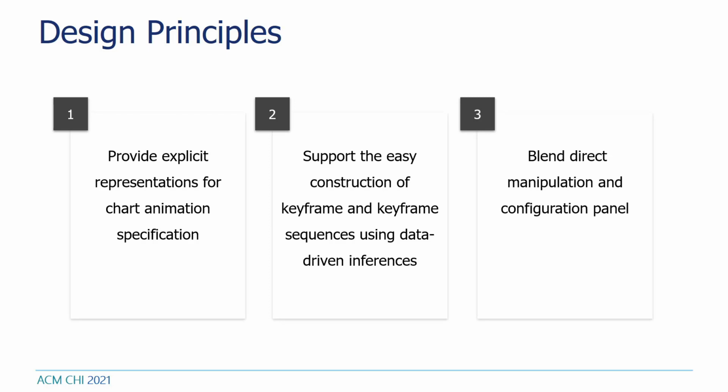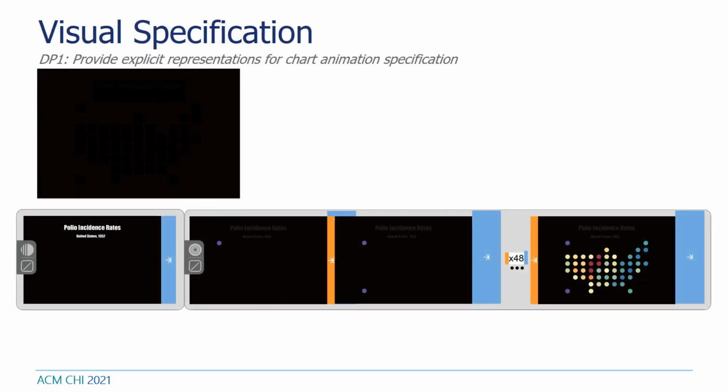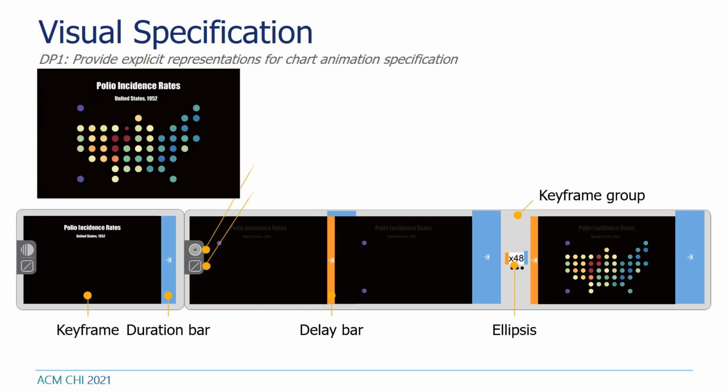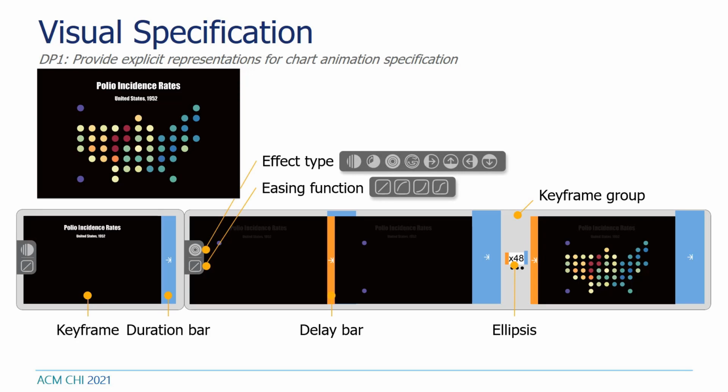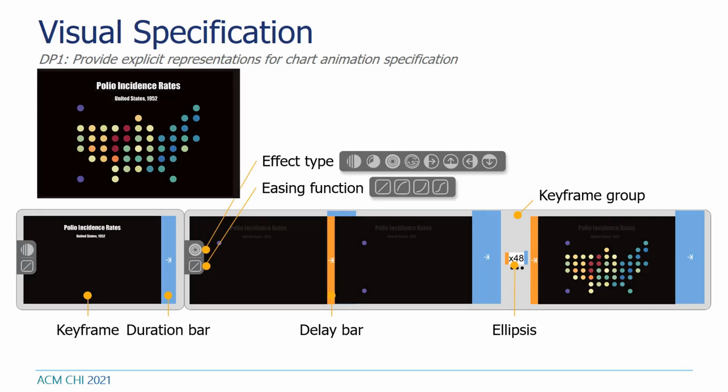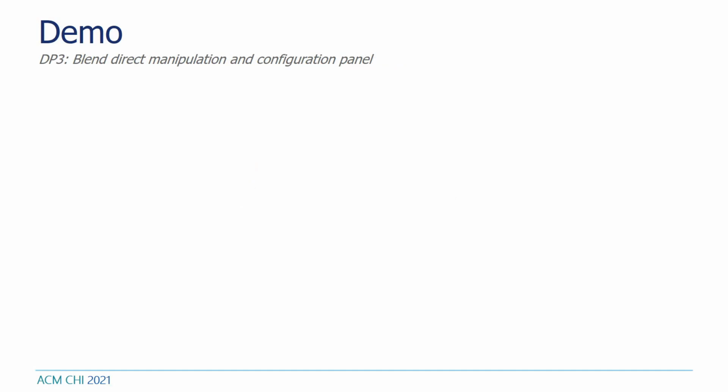To represent chart animations, the visual specification of CAST uses 4 visual components to describe the animation process, including keyframe, keyframe group, timing bars, and effect. CAST now supports 8 types of animation effects and 4 types of easing. Here's a demo to show the interaction of CAST.